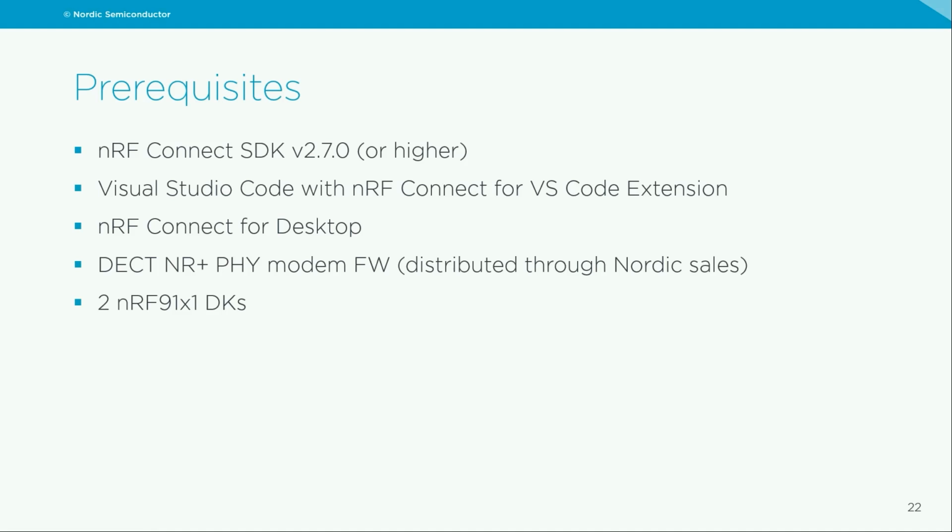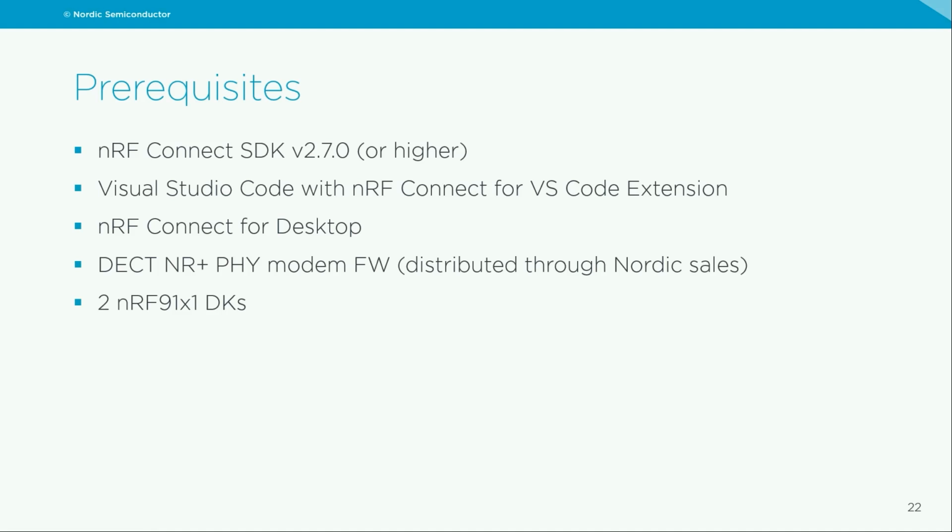This is a binary file that will run the DECT NR Plus physical layer on the modem core of the device. And this is distributed through Nordic sales. So you will need to get in contact with them to get a hold of this. And then lastly, you're going to need 2 NR Plus capable development kits. So the NRF 9161 development kit, which is available now, you can use.